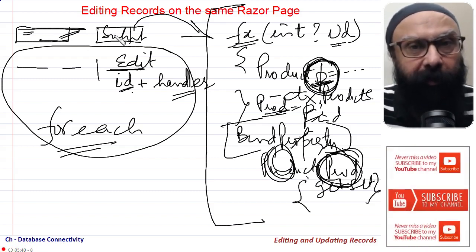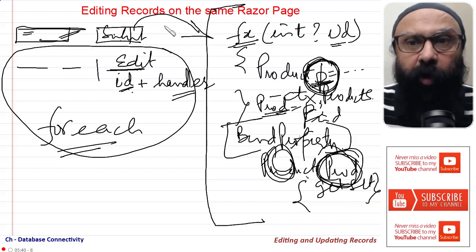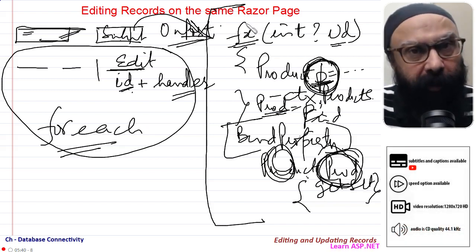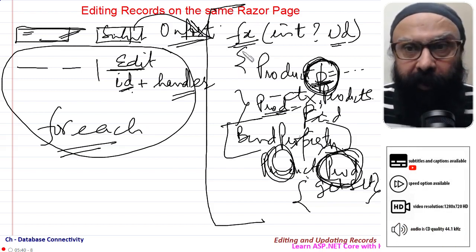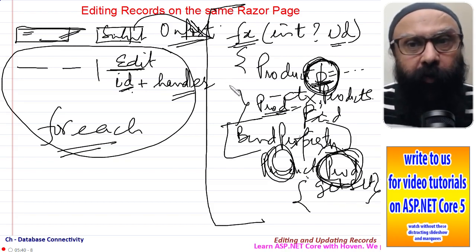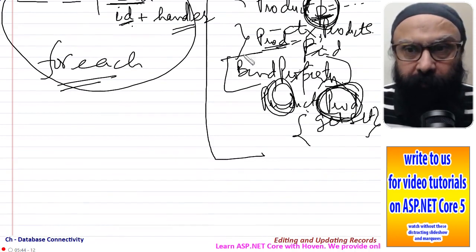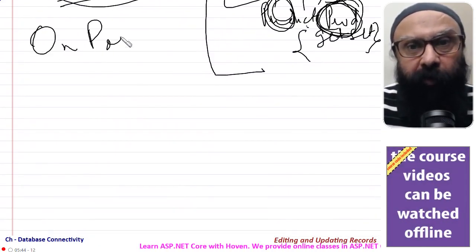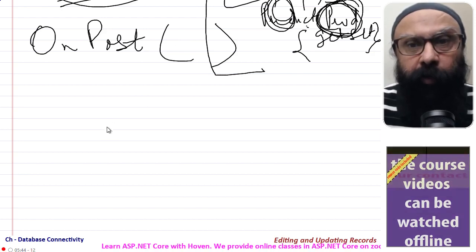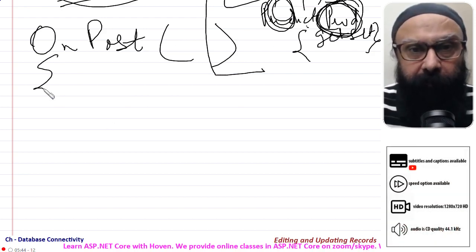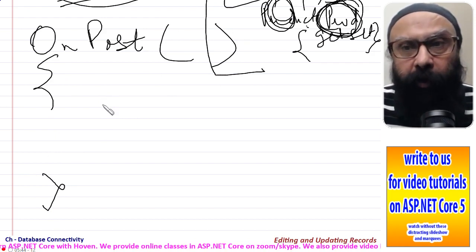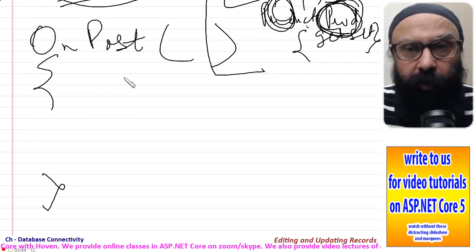Now when you click submit, another function called OnPost will execute on this backing class. I will erase this and show you what is going to happen in OnPost. So suppose the method is OnPost. Now what is going to happen inside this method? Inside this method, now you have the same method.